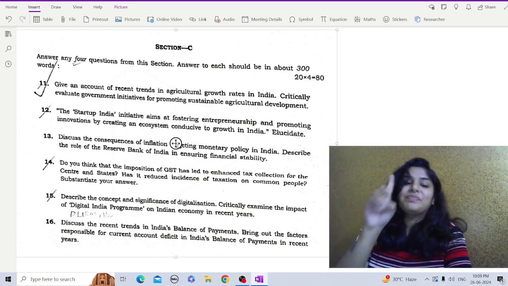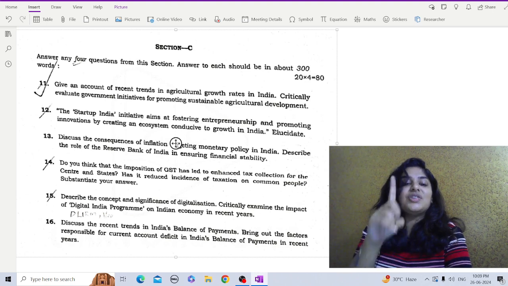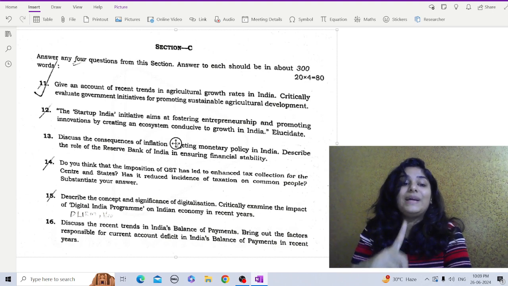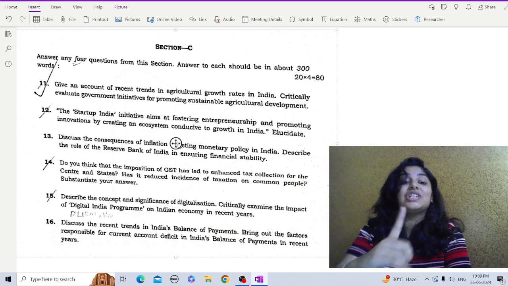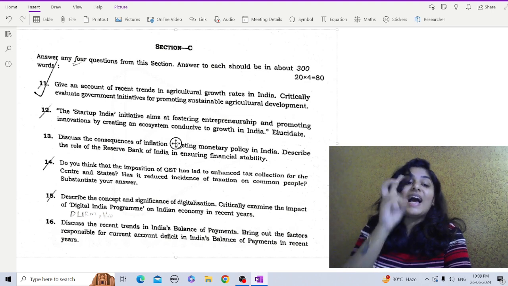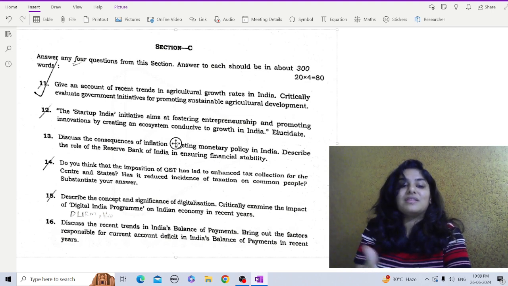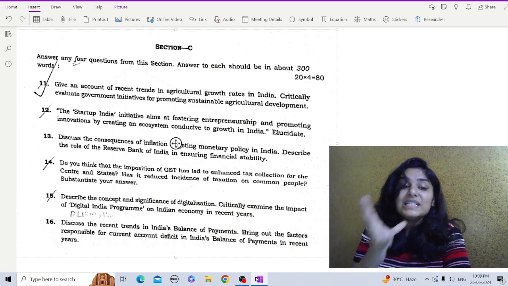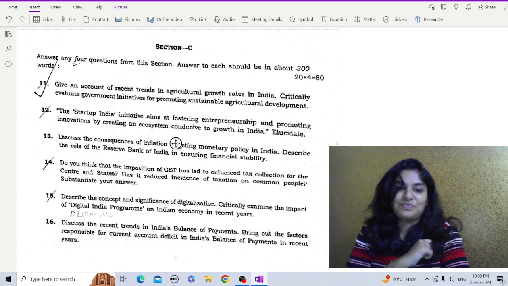What are the points? Economic growth. Digital initiatives have contributed to GDP growth by enhancing productivity, promoting e-commerce and boosting digital payments. Job creation. Digital ecosystem has created employment opportunities in sectors such as IT services, e-commerce, digital marketing and app development. It has also spurred entrepreneurship and innovation.